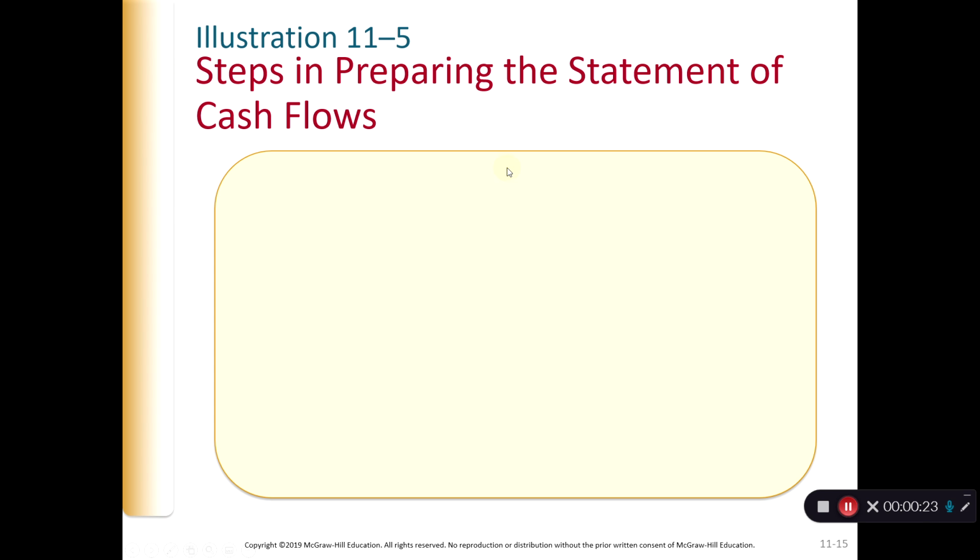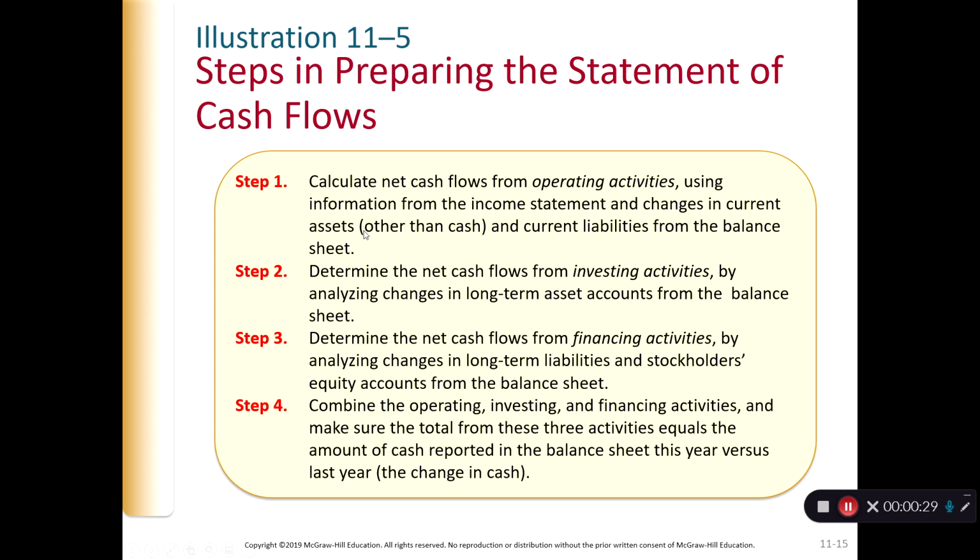Okay, so first of all, the steps in preparing the statement of cash flow are as follows. It has 4 steps. The first step is we need to calculate the net cash flow from operating activity using information from the income statement and the change in the current asset and current liability sections from the balance sheet. That's all you need, okay? That's the graph, remember? The graph of the income statement and balance sheet, and this is the cash flow statement, and each section provides different information. That's the graph, okay? So this is just explaining it to you in a narrative way.